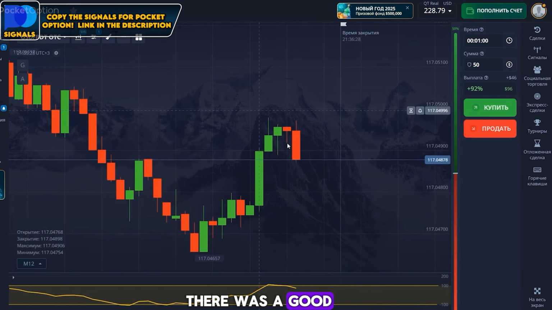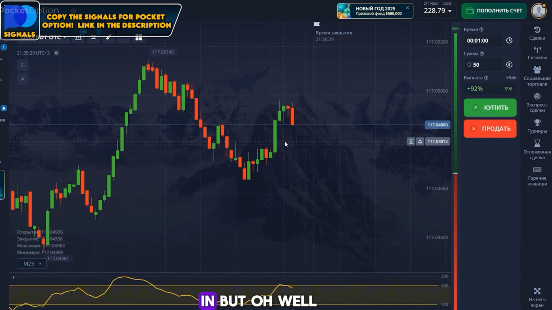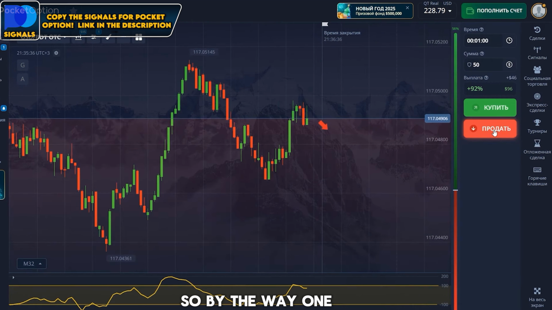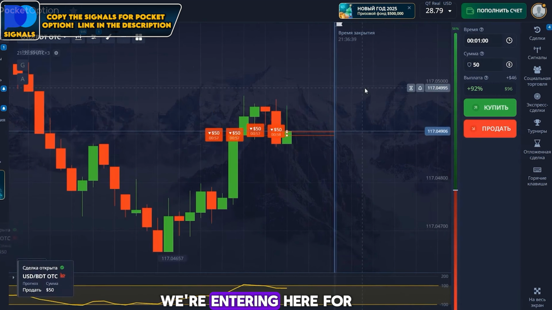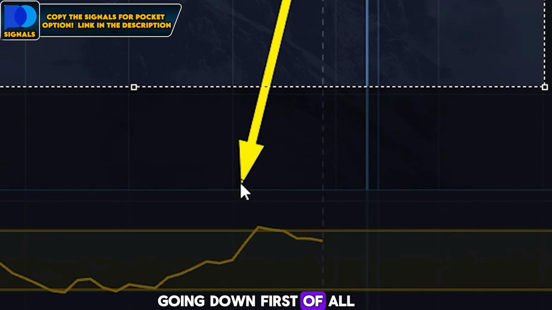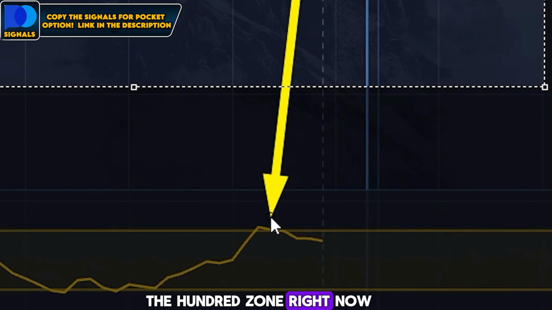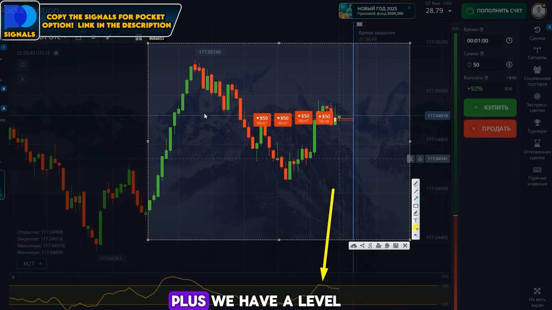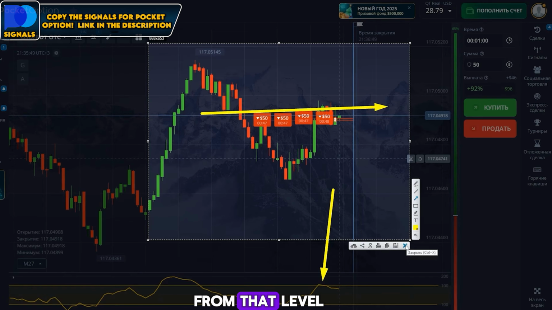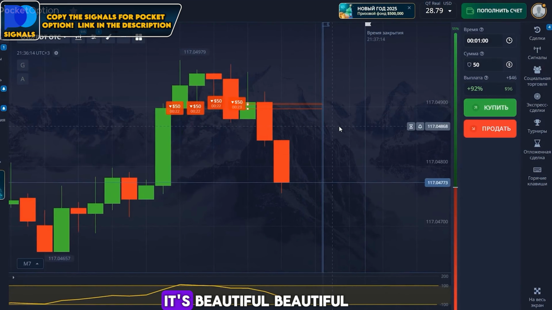So for a minute there was a good entry point right here. You could have jumped in, but oh well. So, by the way, 1, 2, 3, 4. We're entering here for 1 minute, going down. First of all, the CCI is in the 100 zone. Right now it's overbought in this case. Plus we have a level and we're entering down from that level. Let's take a look. Oh wow, it's beautiful, beautiful.